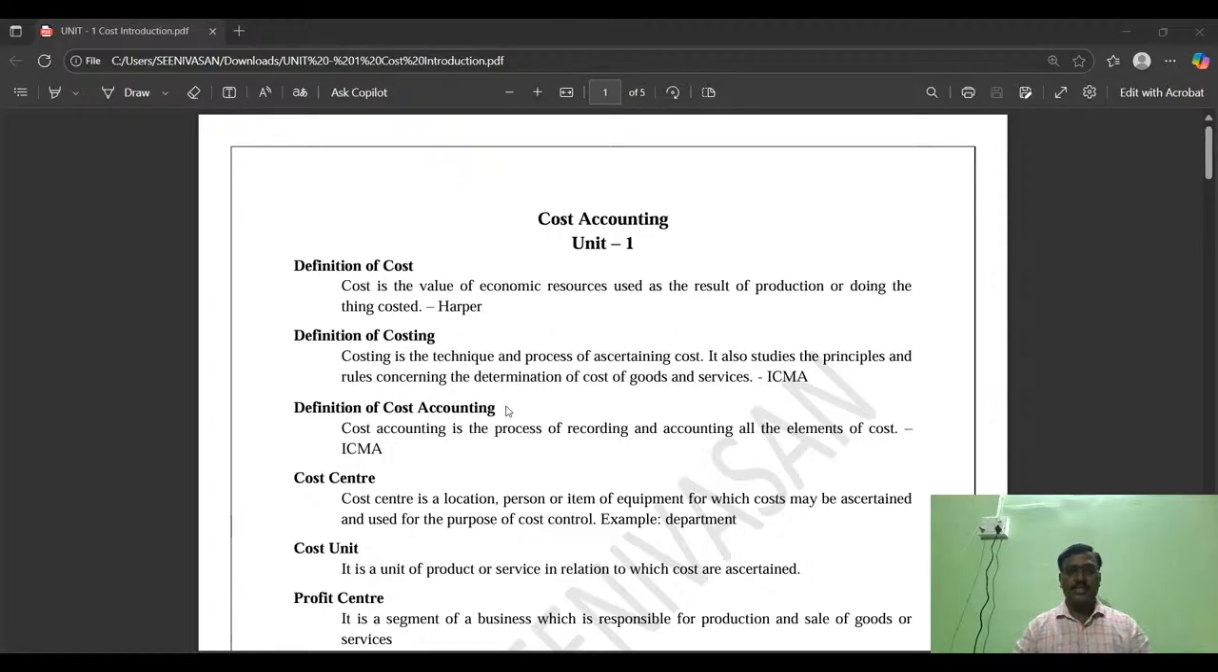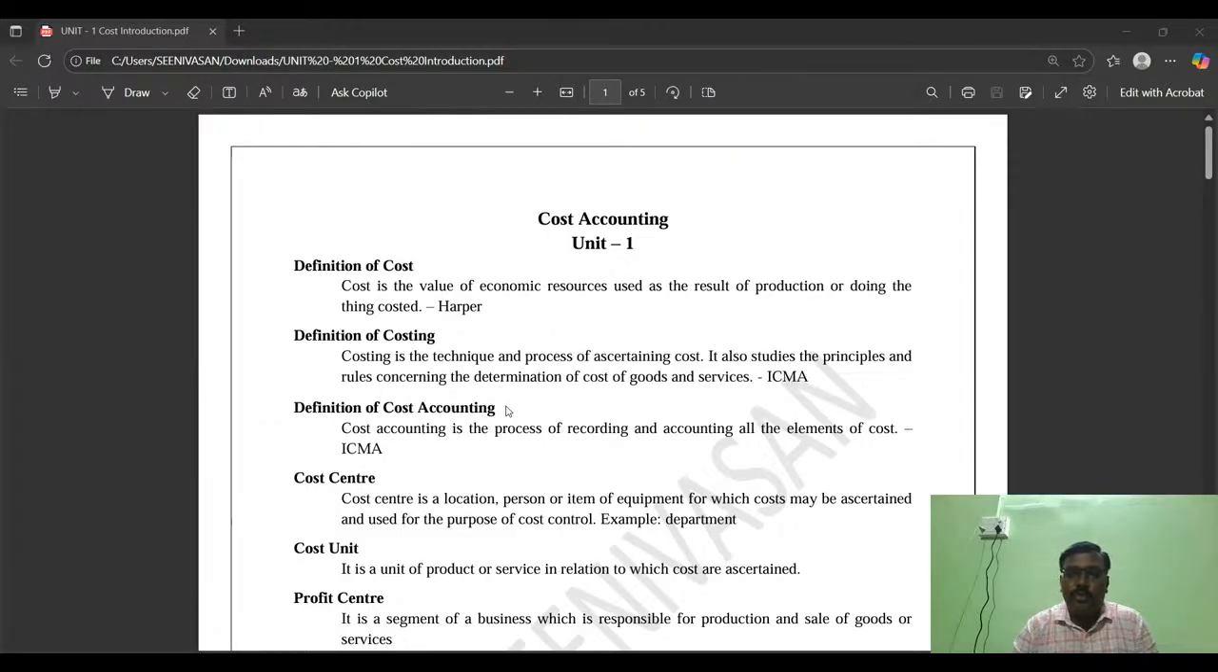Today's topic is basics of cost accounting. What do you mean by accounting? Accounting is the process of recording, classifying, summarizing, and interpreting all the financial information of every business. And what about cost accounting? It also records, classifies, summarizes, and interprets all the cost-relevant information alone. Then it will be shown in a cost sheet. That is called cost accounting.